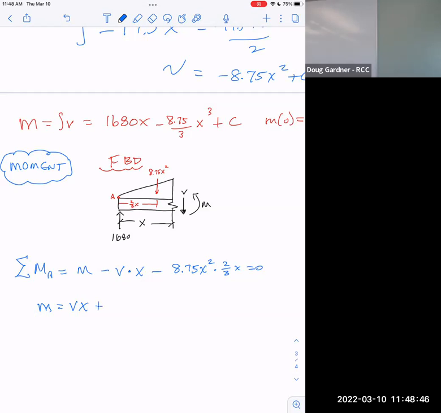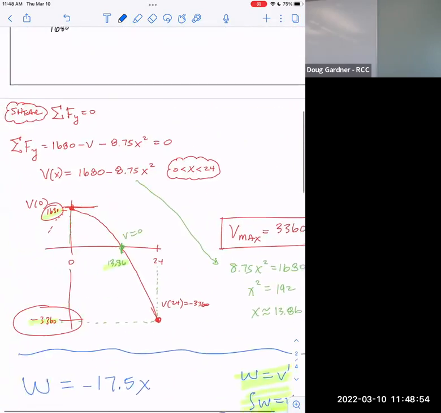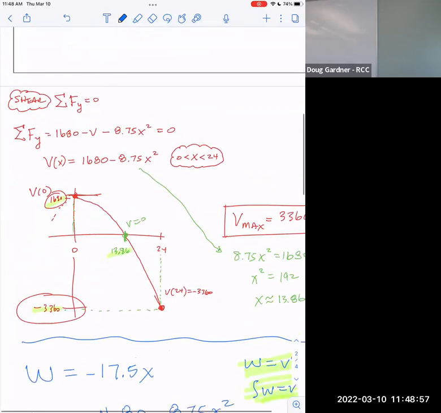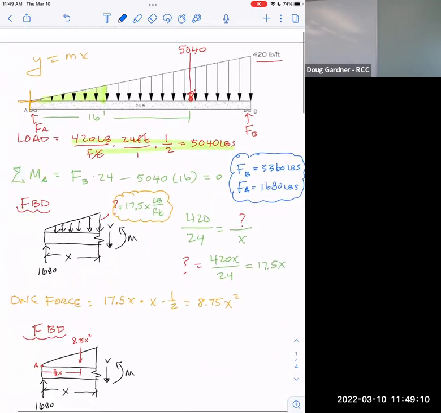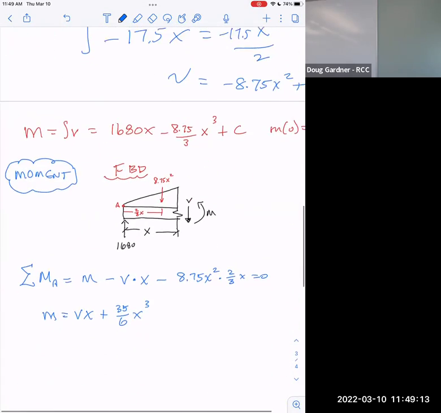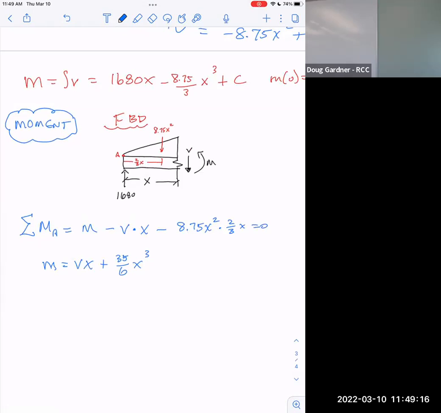So that is plus 35/6 x cubed. I got a cubed equation. Did you notice our shear equation back here? I should have boxed that because that's going to stand out. Our shear equation was squared here, and we're going to move up a dimension when we take an integral. So it went from squared to cubed. In a sense, that's not a coincidence. Our linear equation was x, our shear equation was squared, our moment equation is cubed. It's always like that.